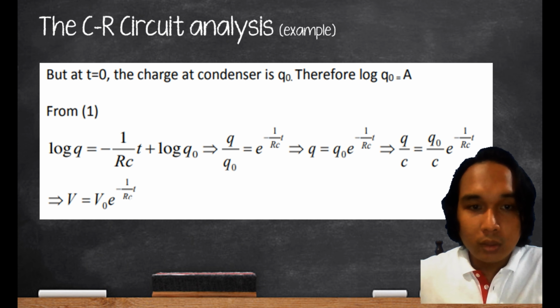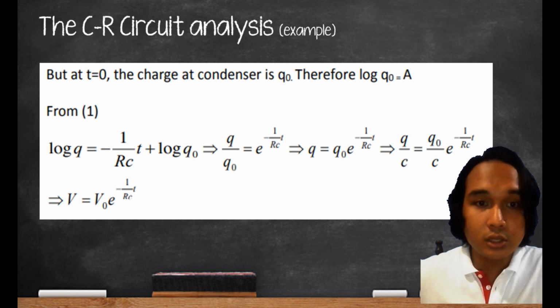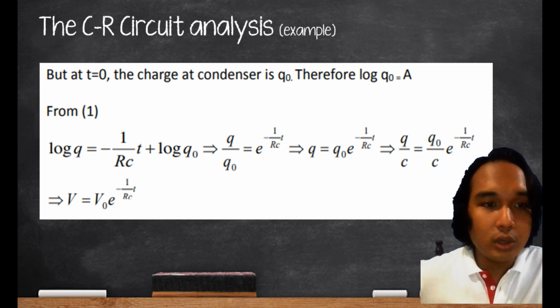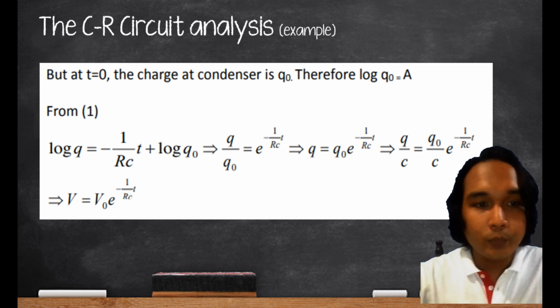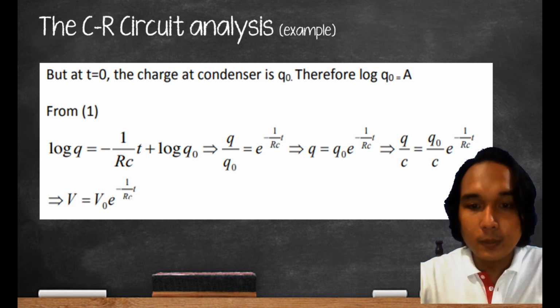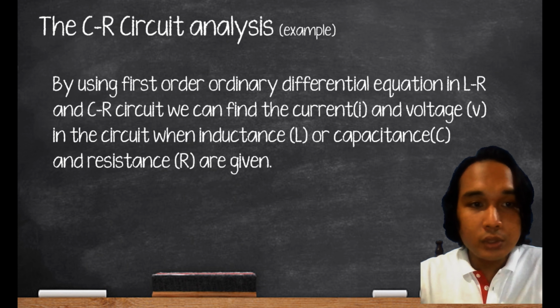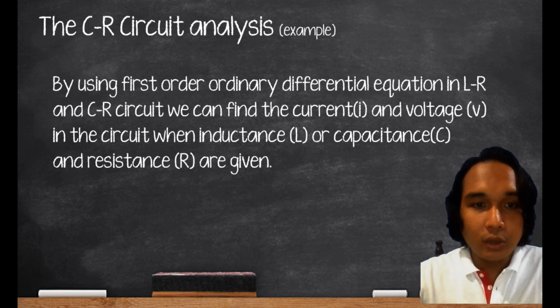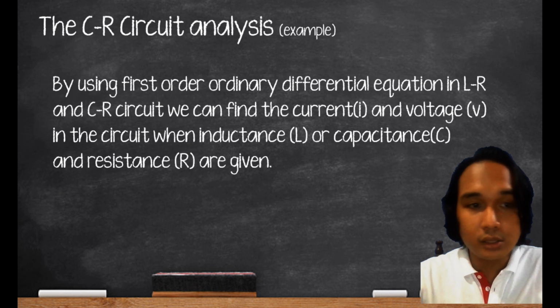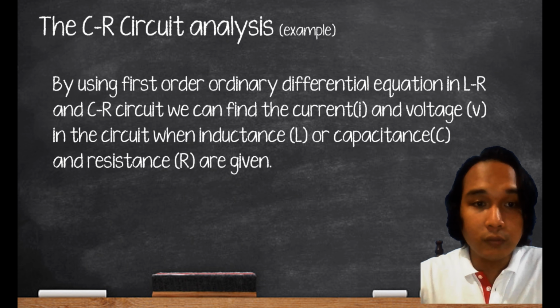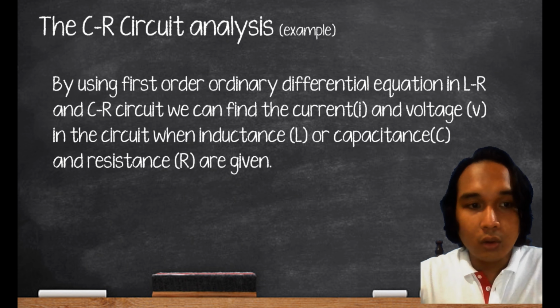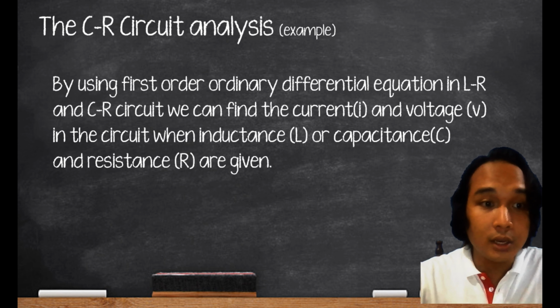And then we divide both sides by C. So Q over C, which is equivalent to V, or voltage, is equal to Q naught over C times e raised to negative 1 over RC t. And then since Q over C is equal to voltage, we get this equation: V is equal to V naught e raised to negative 1 over RC t. So in conclusion, by using first-order ordinary differential equations in LR and CR circuits, we can find the current I and voltage V in the circuit where inductance L or capacitance C and resistance R are given.